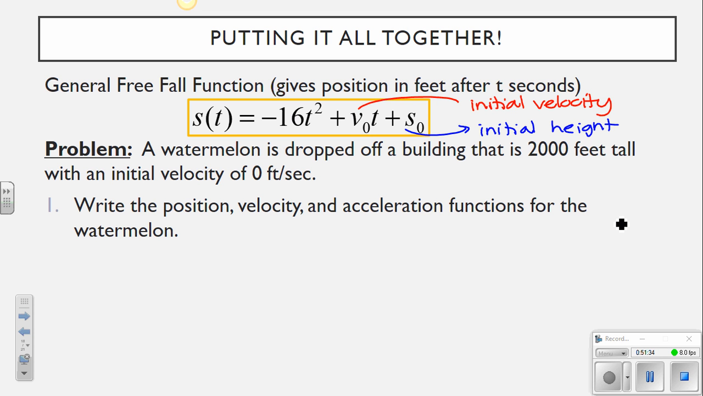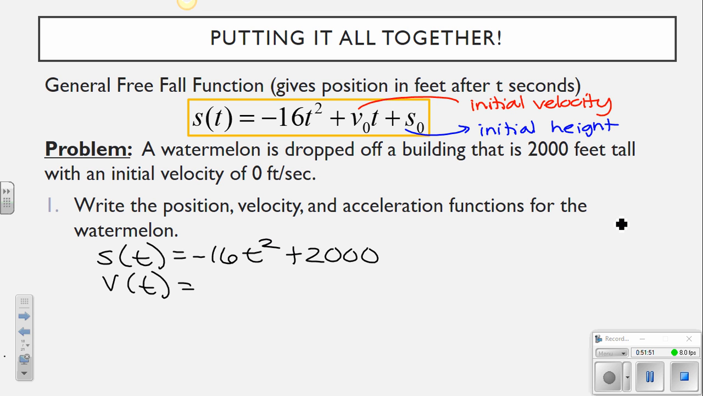Position, acceleration, velocity. Can we write the three ones? Let's go. S of t is negative 16t squared plus 2,000. How fast was the watermelon going when Henry decided to drop it off a building? Negative 32t. And its acceleration? Negative 32. And we know that's going to be in feet per second squared.